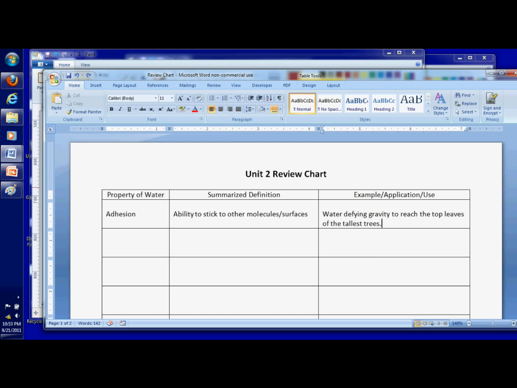Cohesion, another one. And this is again the ability for water to stick to itself. And this is forming actually liquid water instead of water being just a vapor, a gas.